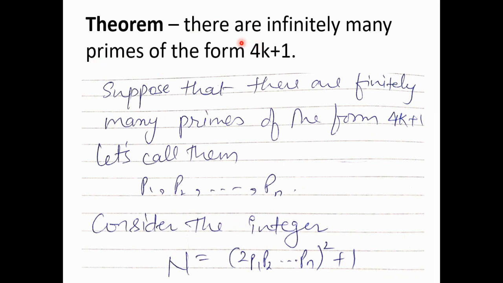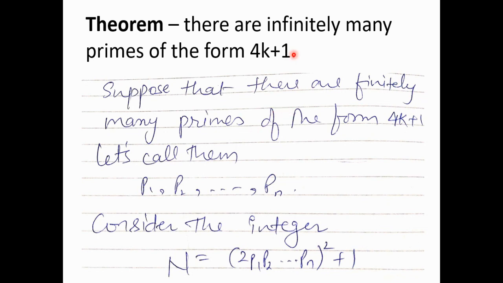Now we have to show in this theorem that there are infinitely many primes of the form 4k plus 1. In our initial lectures we have proved one theorem that says that there are infinitely many primes of the form 4k plus 3. So here we are proving there are infinitely many primes of the form 4k plus 1. We did not prove this theorem in that chapter. Now we are going to show it using the results which we have here in this chapter.